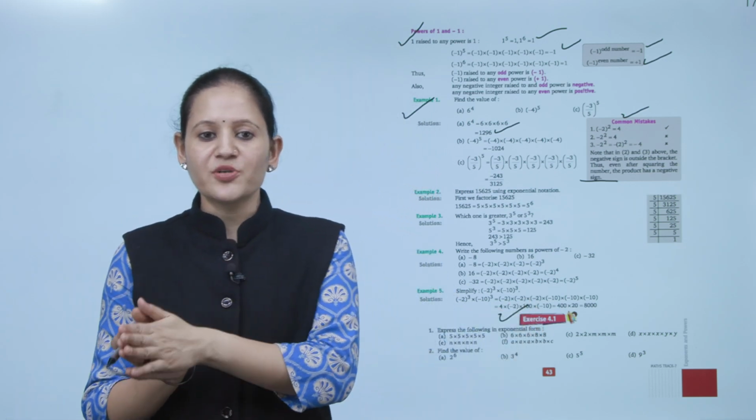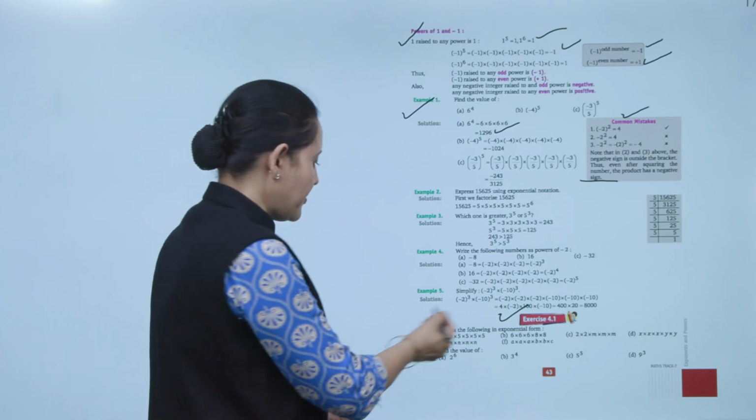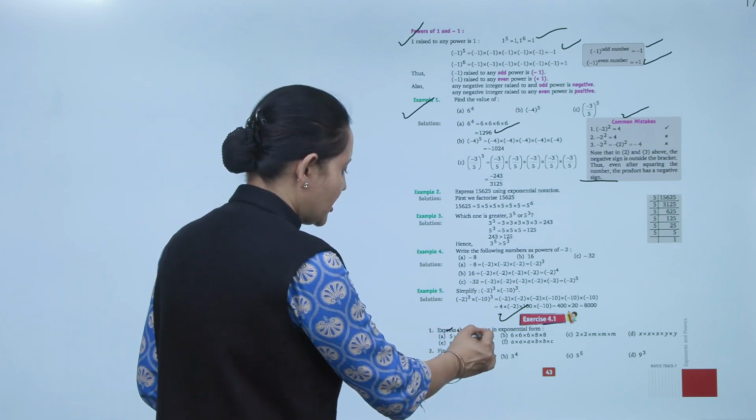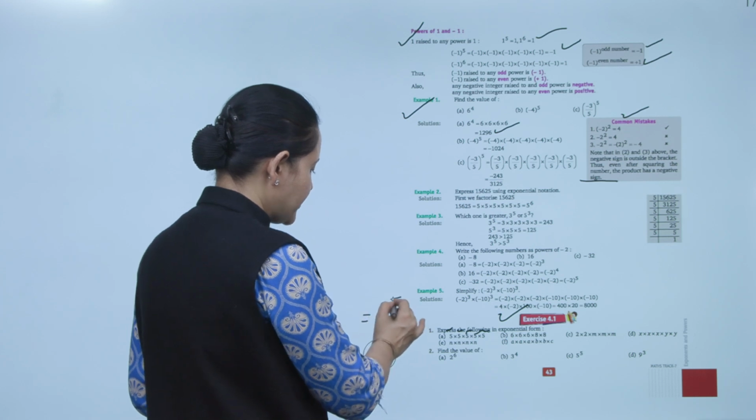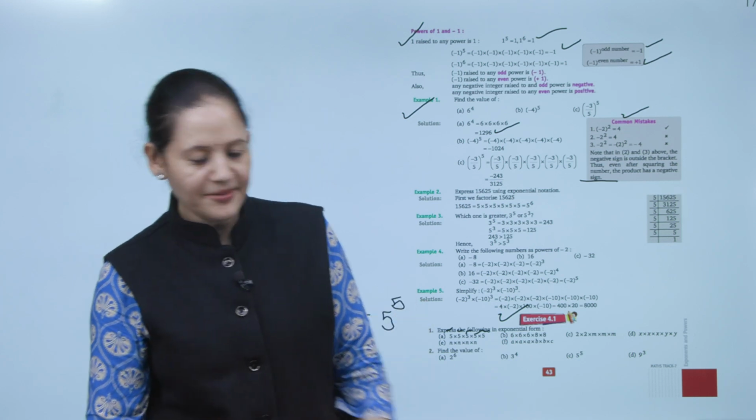Express the following in exponential form. 5 multiplied by 5 how many times? 1, 2, 3, 4, 5. So I'll write in exponential form as 5 to the power 5. Clear?